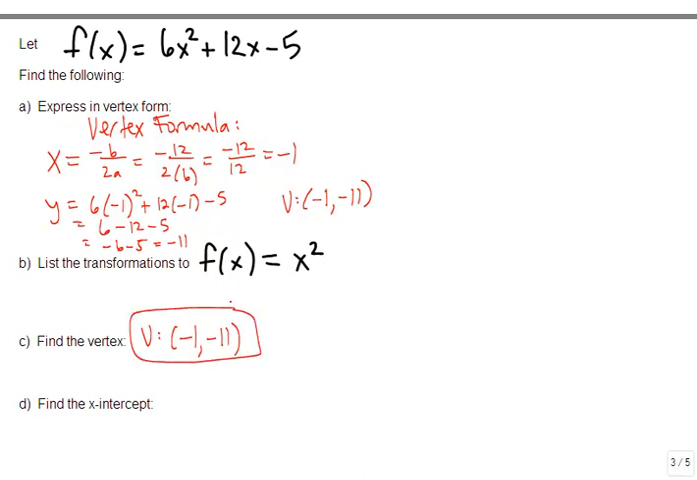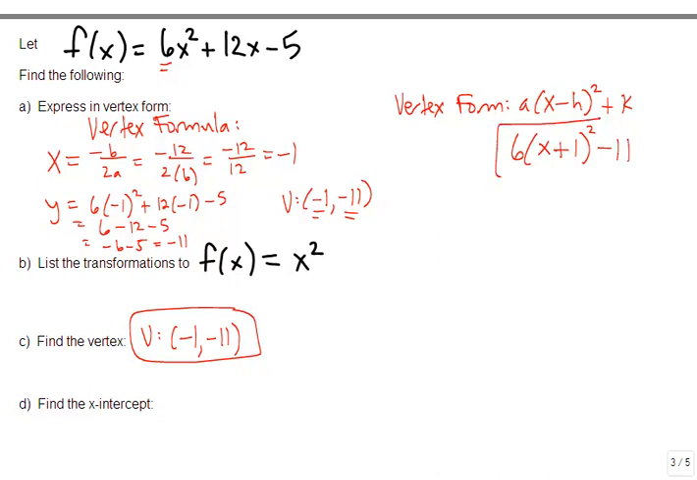Now, once you know your vertex, we can put it into vertex form, which is this a parentheses x minus h squared plus k. Now, what's the a in this function? It's this 6. So we want to maintain that same a, so you still want to keep that 6. And then for my vertex, remember the x value of my vertex was a minus 1, so I need to see an x plus 1 inside the parentheses. And I had a k that was negative 11, so I want to keep that same sign and have a minus 11. So there's my vertex form.